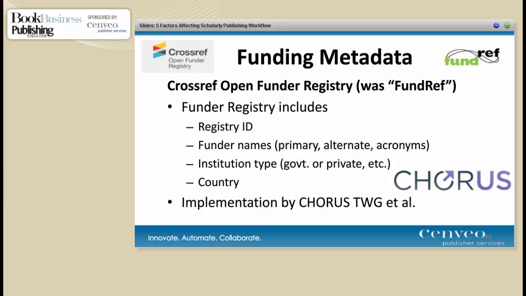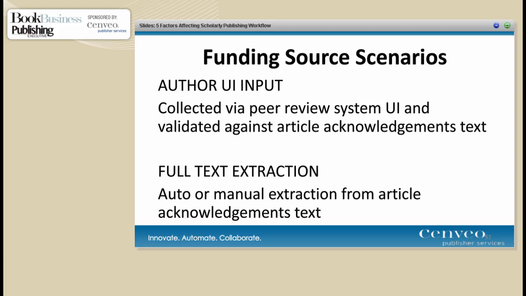So there are two very different ways to collect funding metadata. One is to have authors make selections via a peer review system user interface, so a database lookup based on the registry. That could be at submission or after acceptance. Then that metadata is commonly compared to the acknowledgements section of the article to check for discrepancies. That comparison can be done during peer review or more commonly during production as part of copy edit.